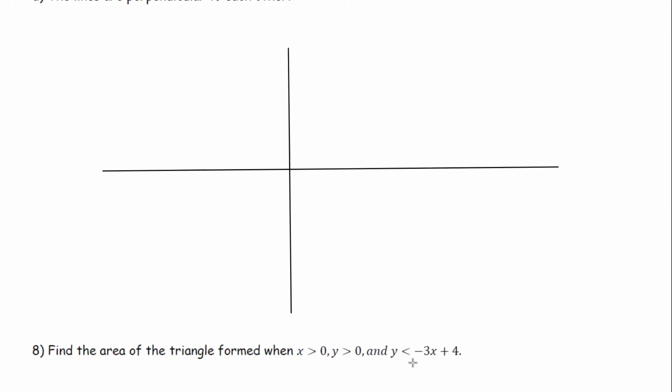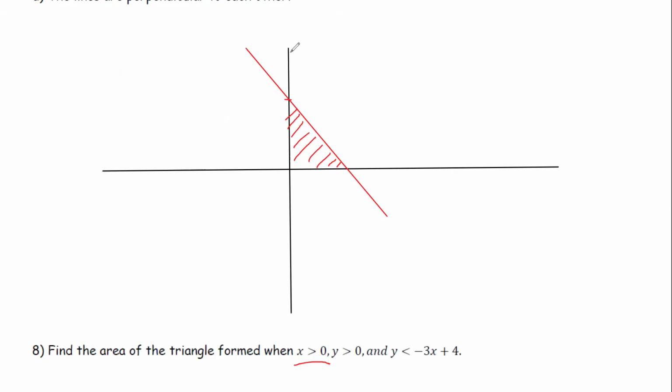line. So first, you need to draw the line represented by the equation, not the inequality. So less than, make it equal to. So we have 4 somewhere here, and -3, so it'll be a steep line like this. That's your line. And when they say less than, that means the region below it like this. And this is x greater than 0.